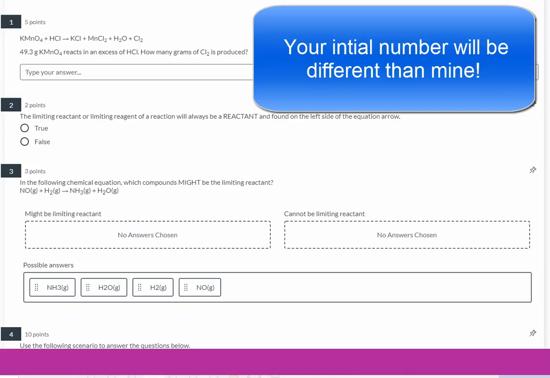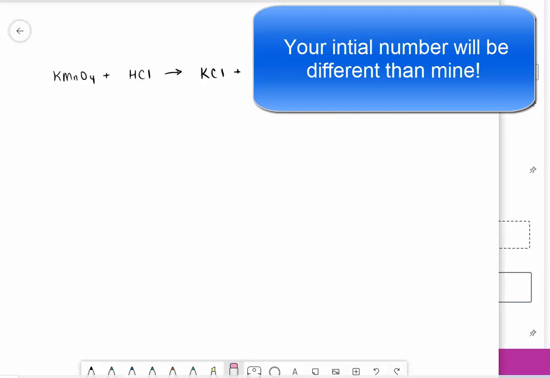We have an amount of potassium permanganate. It will react in an excess of hydrochloric acid. The question is, how many grams of chlorine will be produced? Well, never assume that I've given you a balanced equation, and this one is definitely not balanced. The potassium and the manganese, they look okay.